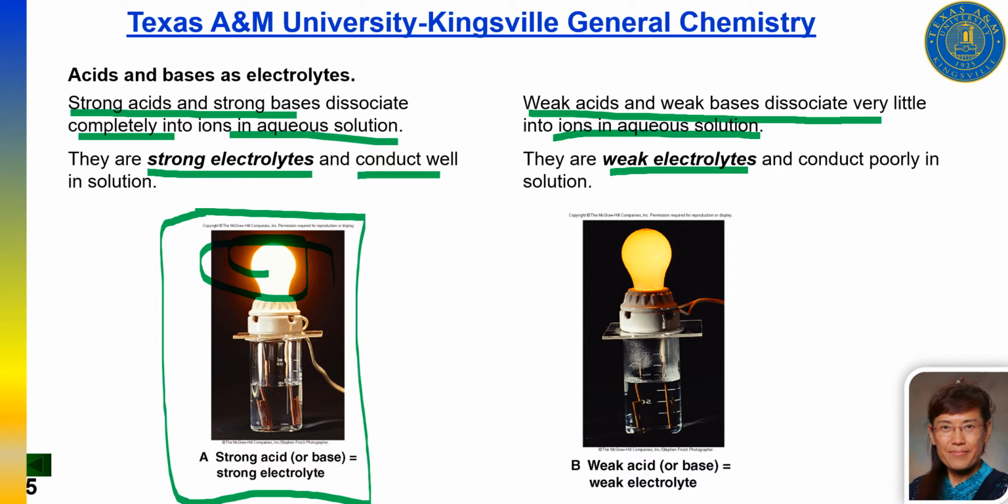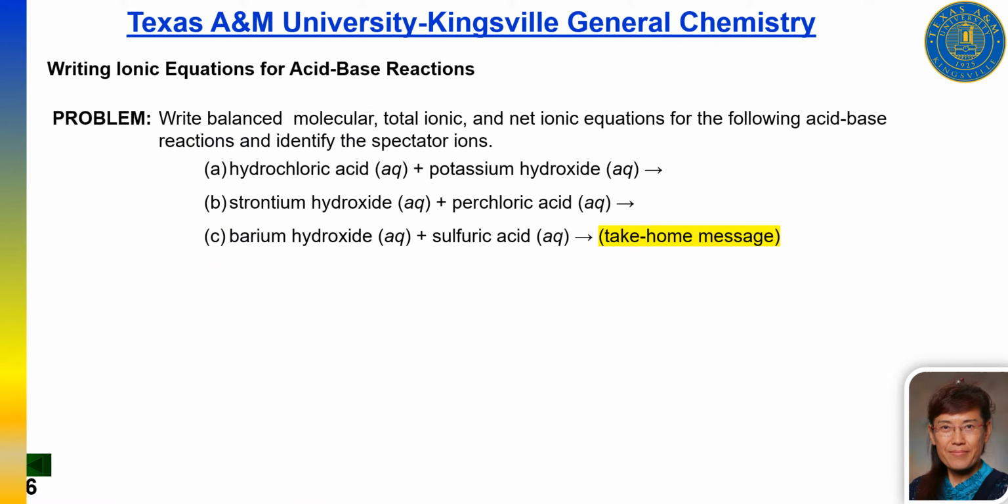The weak electrolyte also conducts electricity poorly. So that's the difference between strong and weak electrolytes. In terms of acids and bases, we need to know something called a neutralization reaction. Acid and base can react with each other. They neutralize each other. So how do you write down the acid-base reactions?